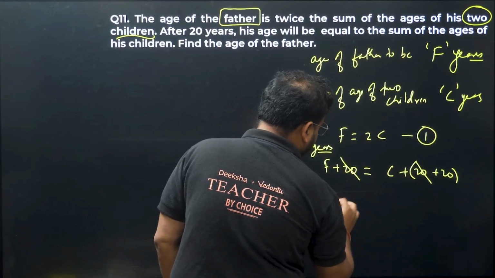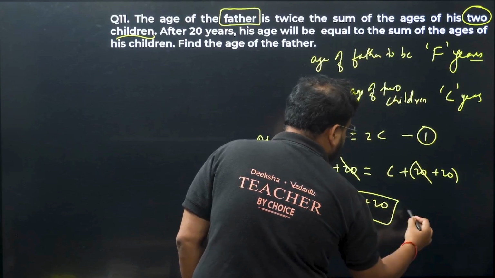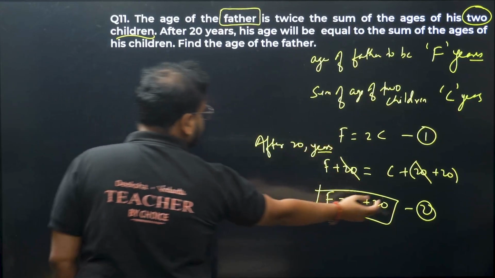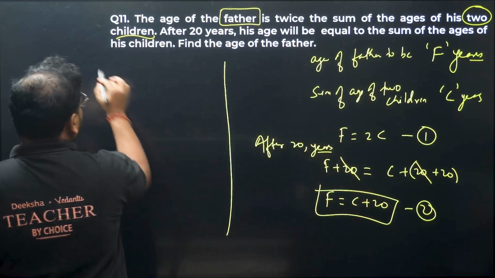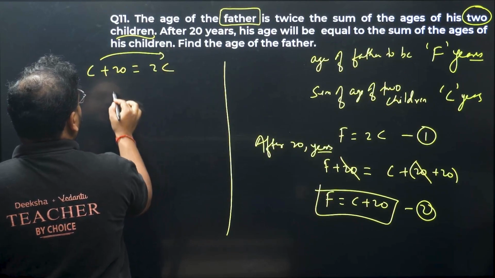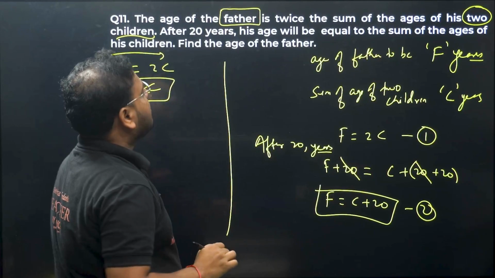Check this out. f cancels. I get f equals c plus 20. Equation number 2. You can simply write f as c plus 20. So this becomes c plus 20 equals 2c. Bring the c over here. I get 20 equals c. Okay, what are they asking? Find the age of the father.